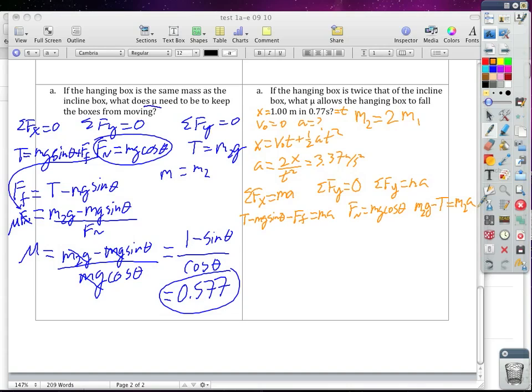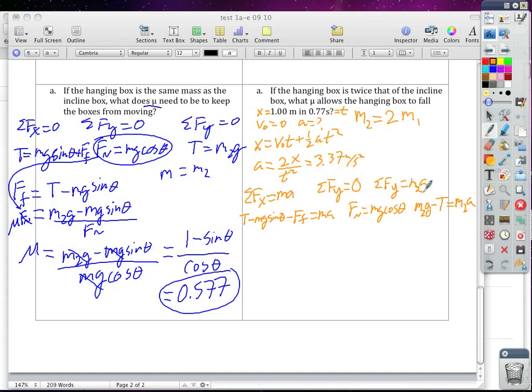Please notice, what mass did I use here in the sum for the second one? M2. Here I use M1, here I use M2. That should be M2A. Do you see why? Yeah, it's a different mass. These two are both M, but this one's M2. Okay? Now it's alphabet soup.